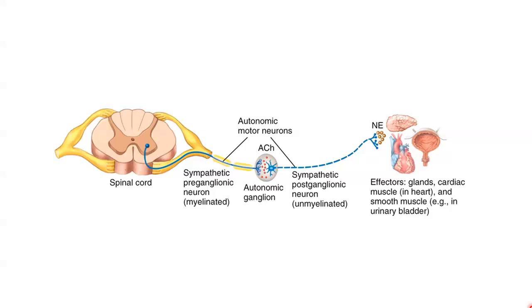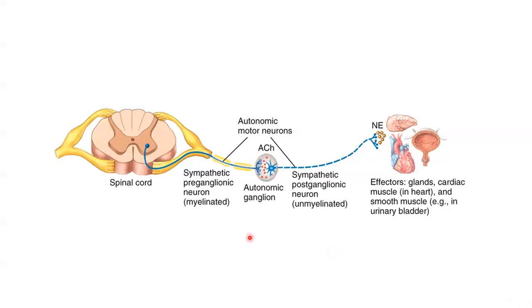This is because it is post, or comes after, the ganglion. The postganglionic neuron lies entirely outside of the central nervous system, in our peripheral nervous system. Its cell body and dendrites are located in the ganglion, and the axon is an unmyelinated nerve fibre that extends to an effector. So in an autonomic motor pathway, the preganglionic neuron conveys nerve impulses from the central nervous system to the autonomic ganglia, and postganglionic neurons relay nerve impulses from the autonomic ganglia to the effectors.